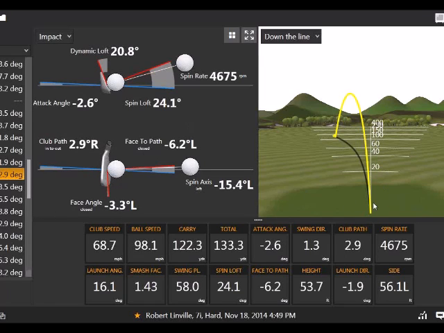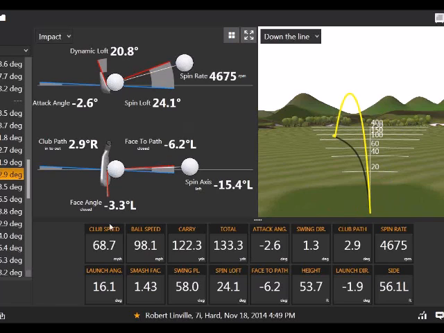we can get a nice little shot. It starts over here because the face is pointed to the right of the target. And then since there's still a gap between club path and face, we could get a nice draw. But with the face being way over here, the only good shot would have been if we had a path about 6 degrees left here. And then it would have faded back.